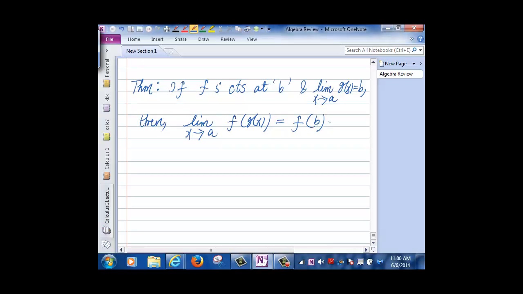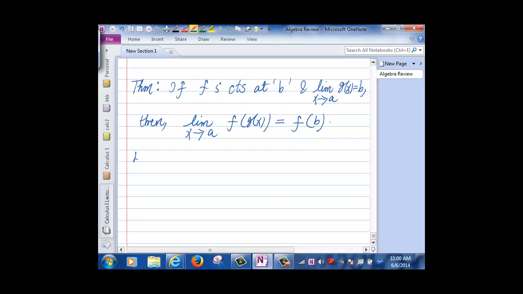Okay. So if the limit of the inside function at a is b, then the limit of the composition f of g of x would be f of b, right? The limit of the inside is b, so the limit of the whole thing is f of b. The reason you can just say it's f of b is because we are saying that f is continuous at b. So the limit of the function f of g of x would be f of b.